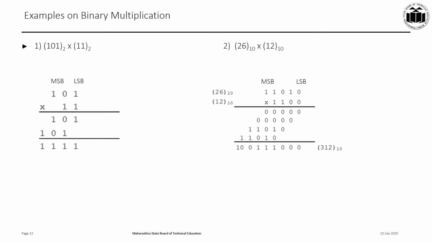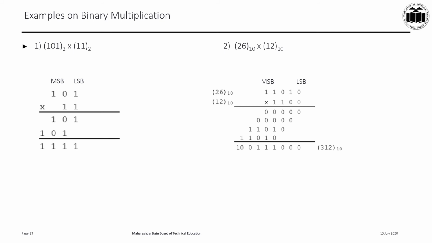Similarly, let us take the next example. 26 to the base 10 multiplied by 12 to the base 10. You first need to convert it into the binary form. So 26 to the base 10 can be written as 11010, whereas 12 to the base 10 can be written as 1100. 11010 is your multiplicand and 1100 is your multiplier. In the multiplier, the LSB bit is 0. So first you will multiply 0 with 11010 and you get all zeros.